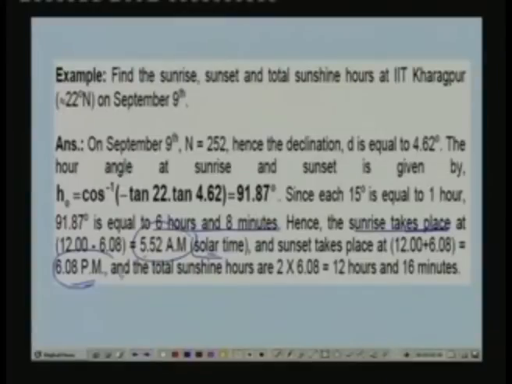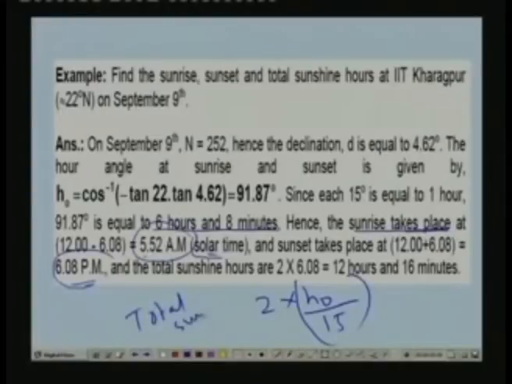Both are with reference to solar time, and the total sunshine hours are nothing but 2 into H naught by 15, since H naught is in degrees. So, you can see the usefulness of this simple and elegant equation. It can be used to find out at what time the sun rises or sets at any location on the earth on any particular day, and you can also calculate the total sunshine hours. This information is very useful in the design of several solar energy equipment, and it is also useful in air conditioning for load calculations.